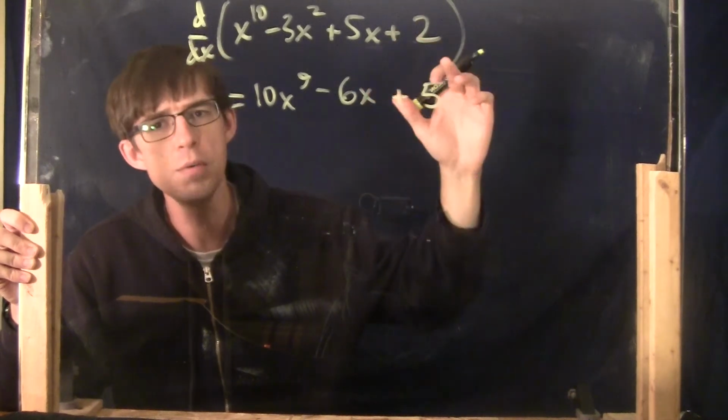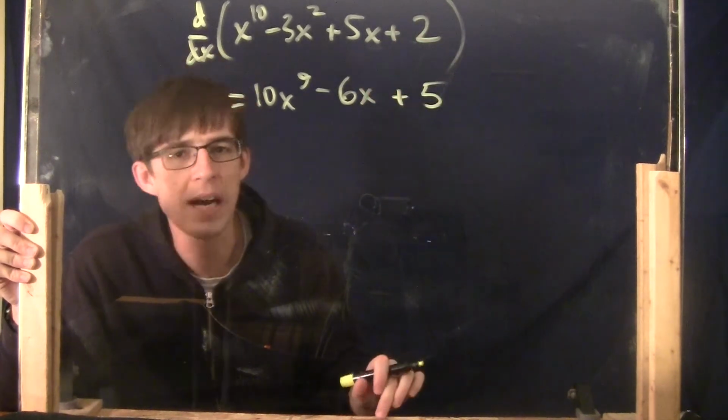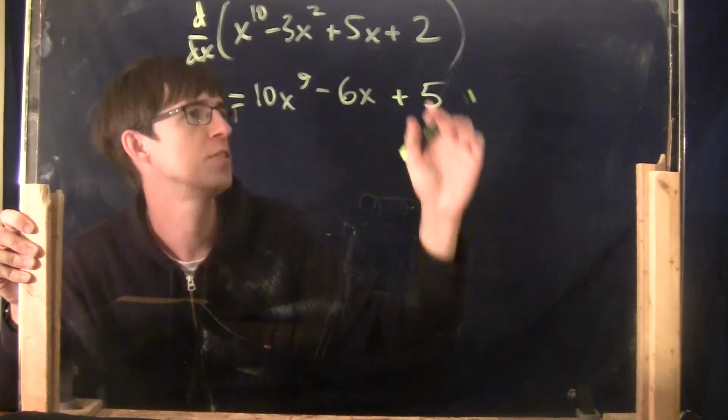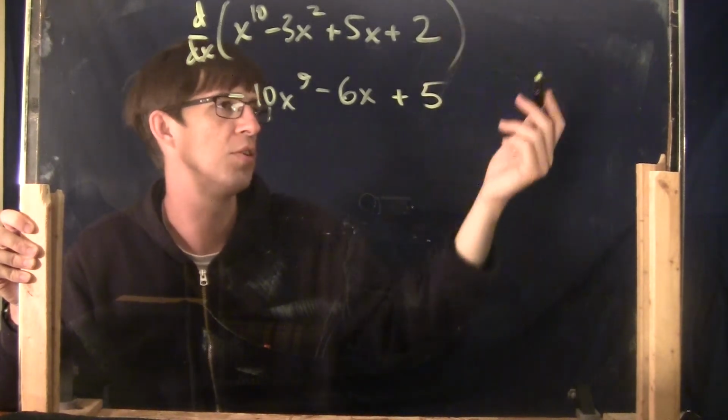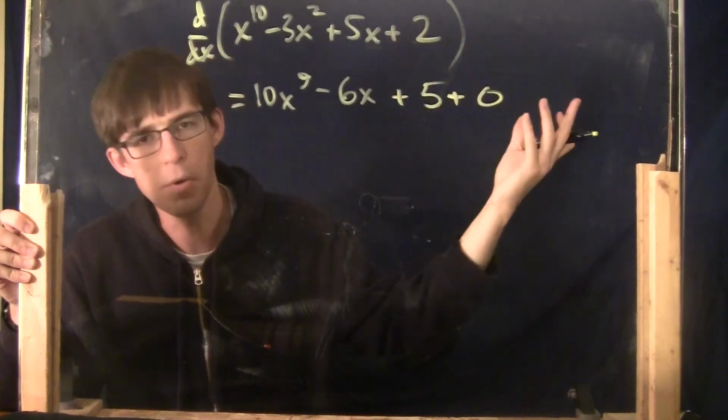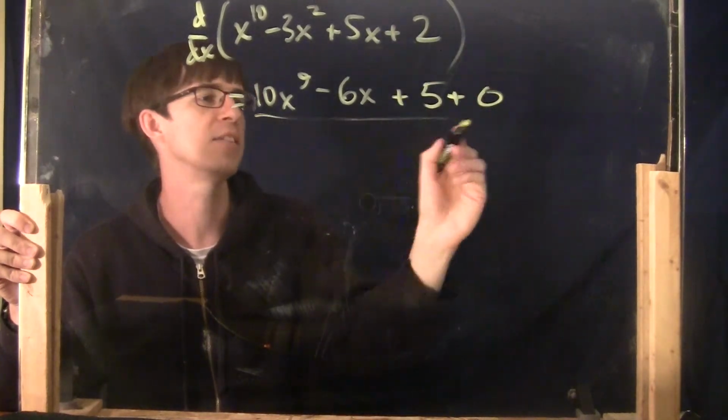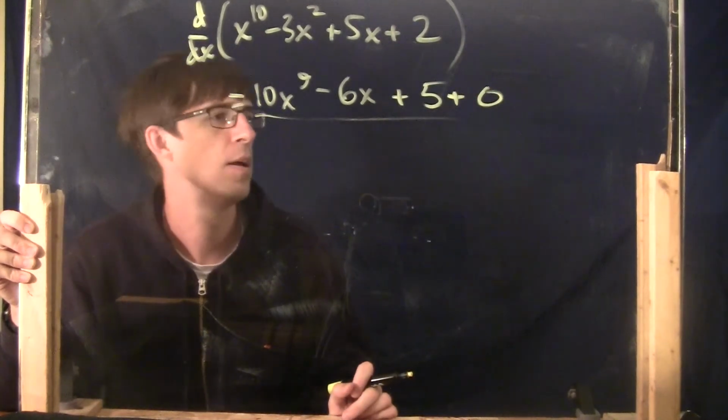What is the derivative of 2? Just a number by itself. The derivative of a constant is 0. And so here I just get plus 0. I'll write it here, but you don't have to write that. Plus 0. This is the answer: 10x to the 9 minus 6x plus 5.